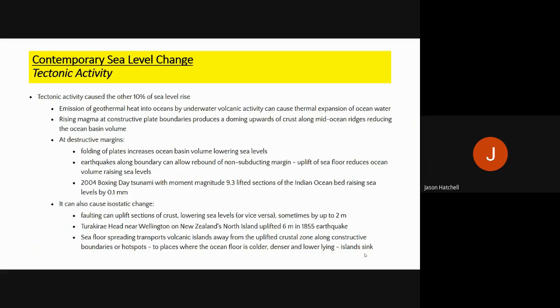Also, we have tectonic activity, and I briefly mentioned this earlier too. Tectonic activity caused the other 10% of sea level rise in recent times. As we said earlier, when the tectonic plates under the ocean shift, like at a destructive margin, like in the 2004 Boxing Day tsunami, that causes the seabed to move and potentially rise. And if the seabed rises, the water rises with it. It doesn't stay still, so it needs to rise and spread out further, which means it's causing higher sea levels along coastlines.